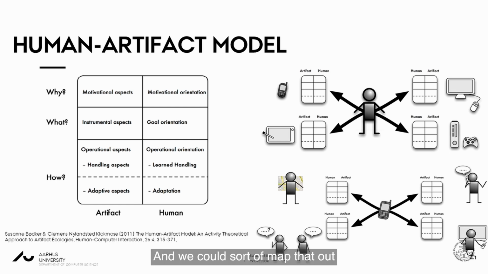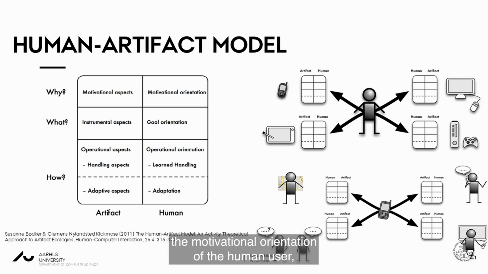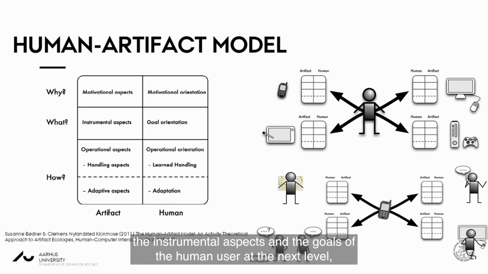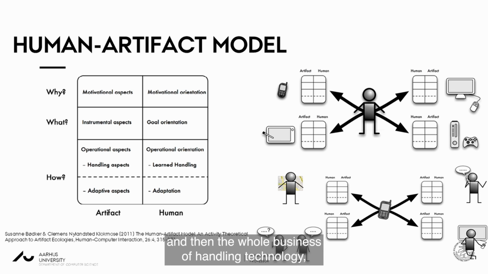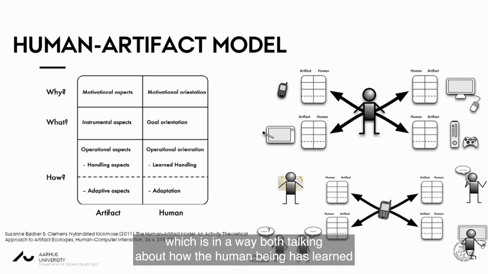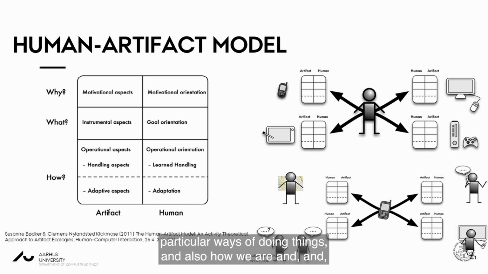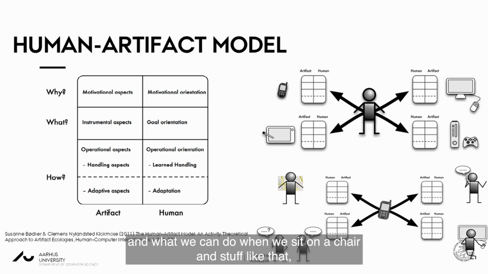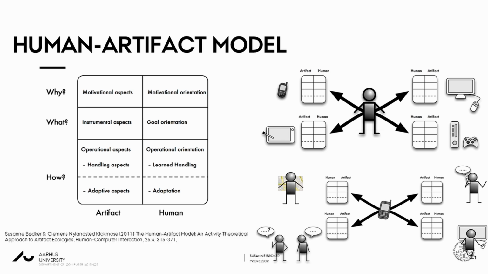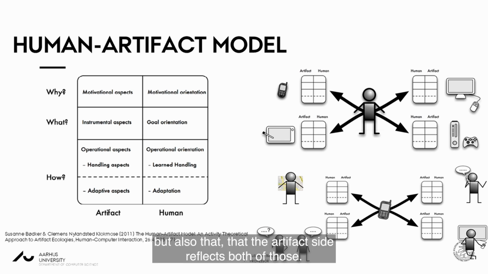We could map that out to talk about the motivational orientation of the human user, the instrumental aspects and the goals of the human user at the next level, and then the whole business of handling technology. That is about how the human being has learned particular ways of doing things, also how we are and what we can do when we sit on a chair and stuff like that, but also that the artifact side reflects both of those.